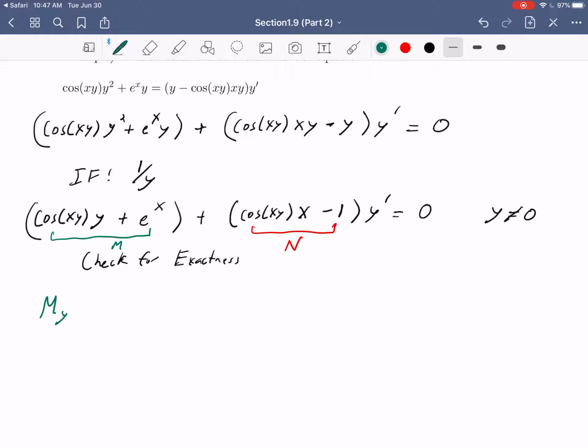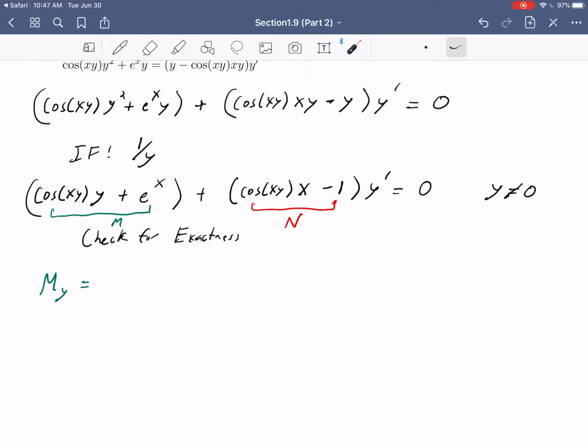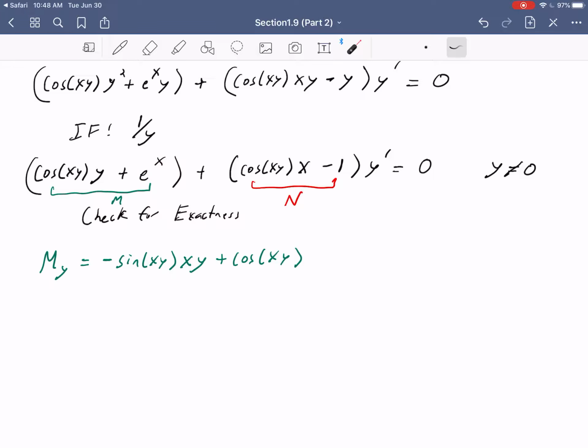So our My, so differentiating this with respect to y, looks like we're going to get negative sine xy. Derivative of the inside is going to be x, so we get xy. And then we have to continue doing product rule, so we get plus cosine xy. Then, of course, this part just drops out. For Nx, well, for Nx, we've got to differentiate this with respect to x.